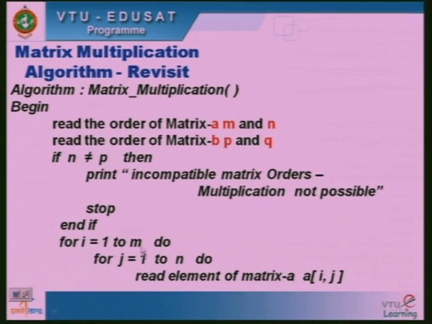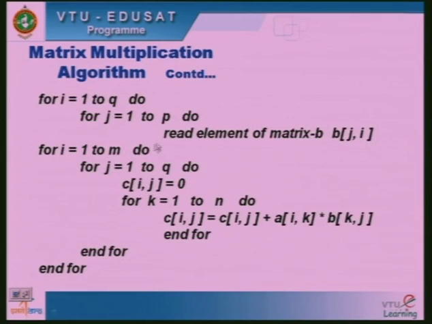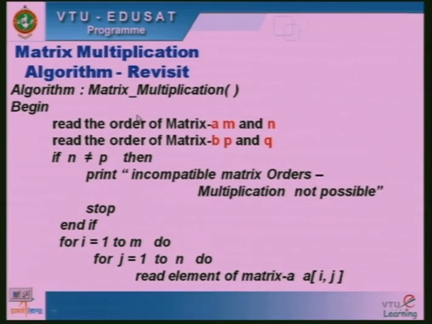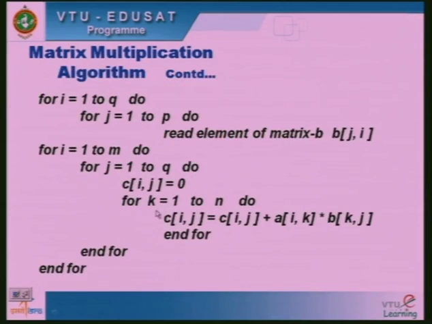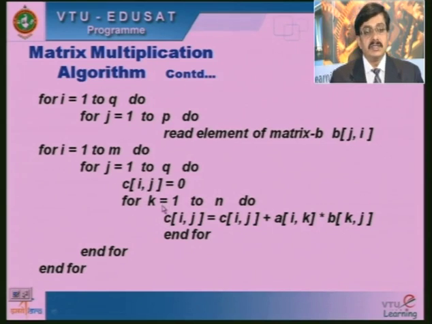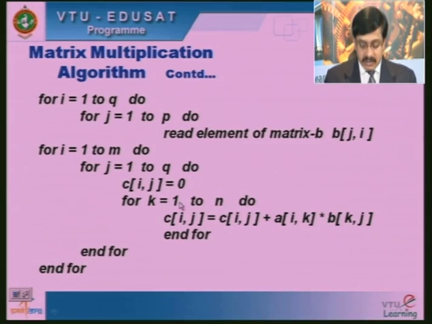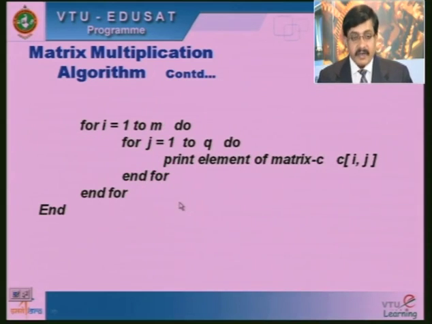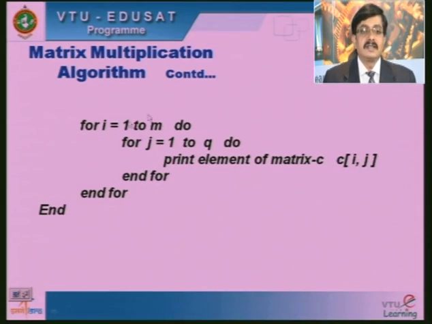You read the elements of matrix A, and then the elements of matrix B. The only thing is that we read matrix B in column major order, whereas matrix A is read in row major order. After reading matrix A and matrix B, you perform the multiplication. Yesterday we saw how this code logically computes the product of two matrices. Finally, you have to print the resultant matrix.